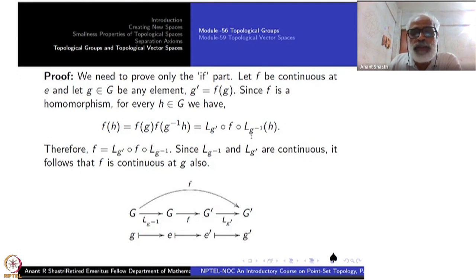Why? Because I know LG inverse is continuous. LG prime is continuous. To show that F is continuous at a point, I have to only show that F is continuous at some other point. What is that? That is precisely what is happening here. See, I want to show this map F is continuous at G. Okay, so I apply LG inverse to this. This G comes to E. Now I apply F, but F is continuous at E. So I can go all the way up till here. When I come to F of that, if it's E prime, LG prime will take it to G prime. So that is nothing but F of G. Okay, so the middle thing is continuous at E. These two are continuous functions. The composite is continuous. And the starting point here is G. So the composite is continuous at G.